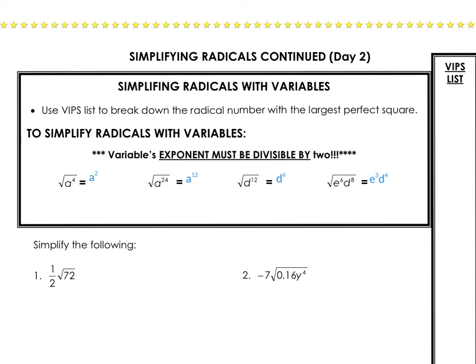So if it's x times y, it's just written as xy. Or x squared and y to the 4th, then they're written separately.